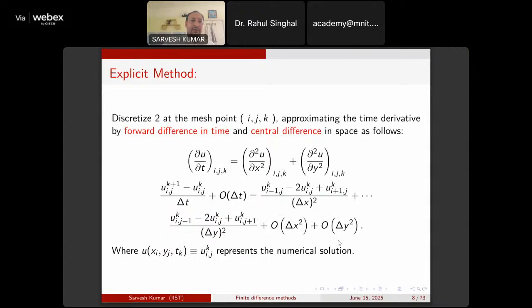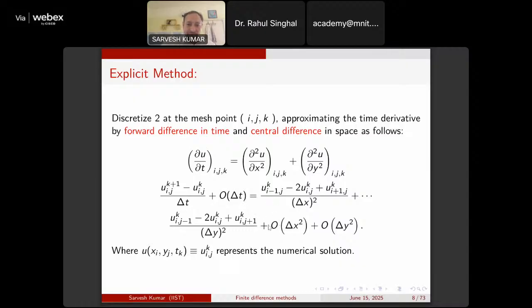Okay, so let's go with the explicit method first. If you have this del u by del t derivative, you have to approximate it, and similarly the spatial terms too. Here we apply the central difference scheme for x and y, and forward difference in time, which becomes explicit. So the idea is k plus 1 minus k, and you can see the order of the error by applying a Taylor series expansion. Yes, if you apply the Taylor series expansion, we get this. So this is what it is.